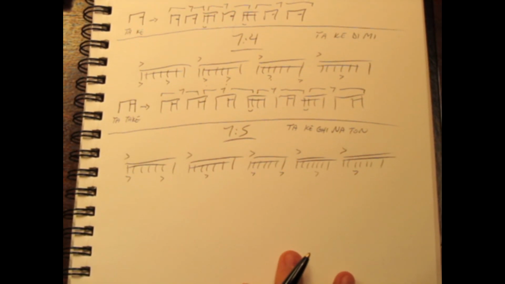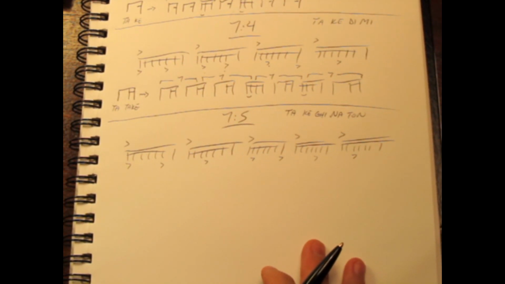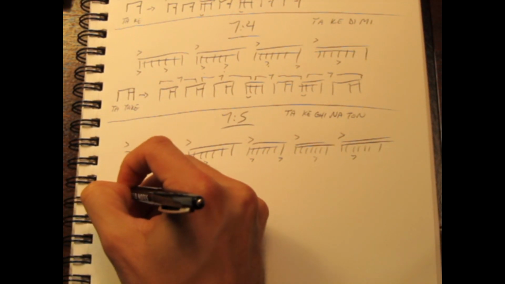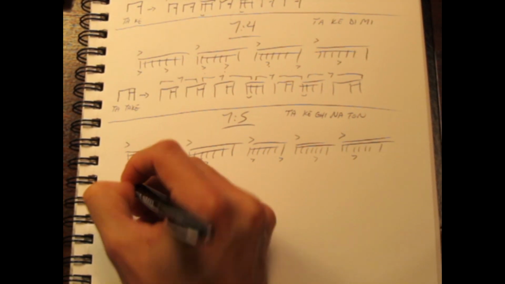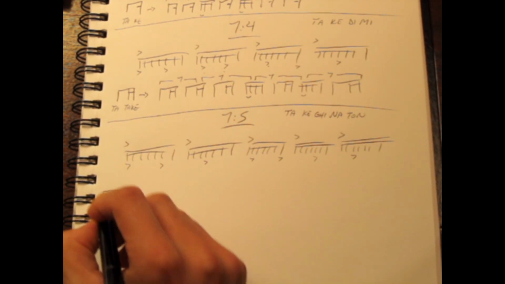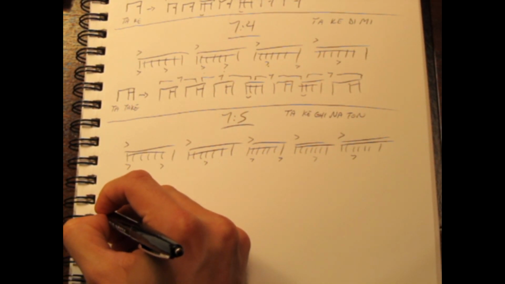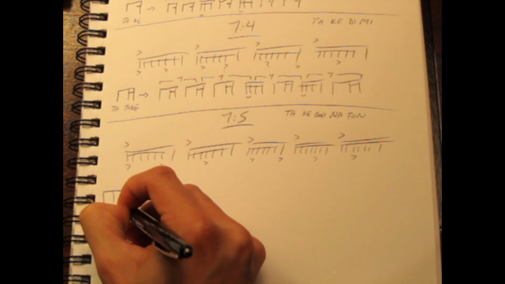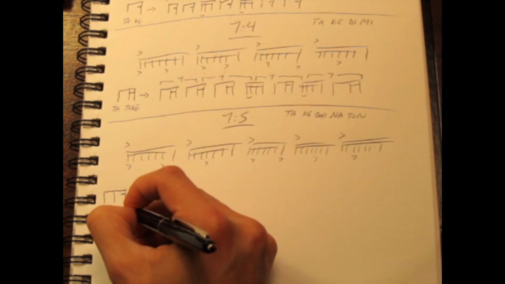So let's do the same thing as we did above. We want to apply some rhythm. And what if we do 2 plus 2 plus 1? Let's use the syllables ta, dim, kita, dim, kita, dim, kita, dim, kita.